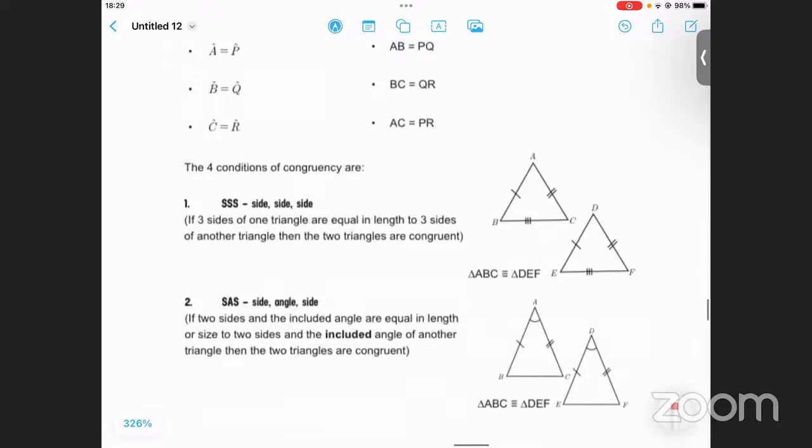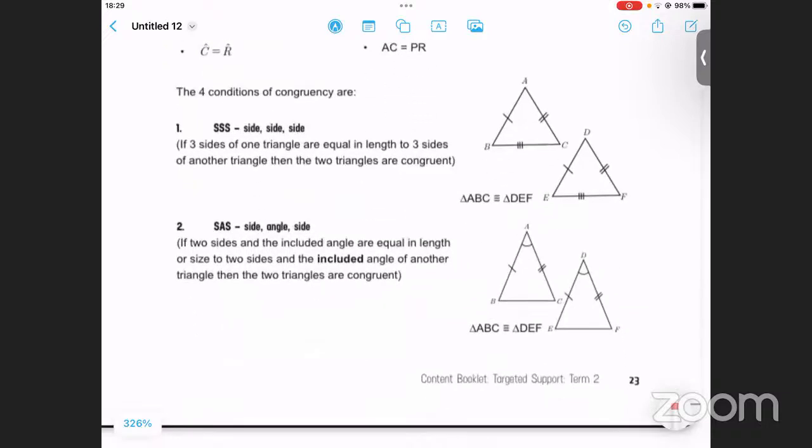And then we have another one. Remember that I said we have 4 conditions. The second condition is side, angle, side, SAS, right?